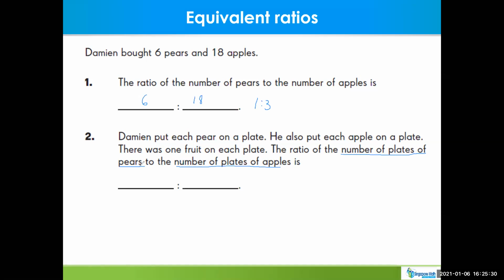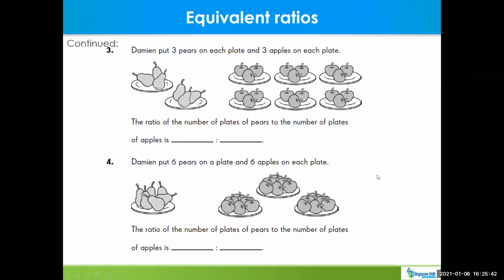I think it's 1 to 3. 1:3 as well, okay? All right, because now they're just putting all the fruits on a plate. All right, so there you go. Okay, let's look at the next one now.